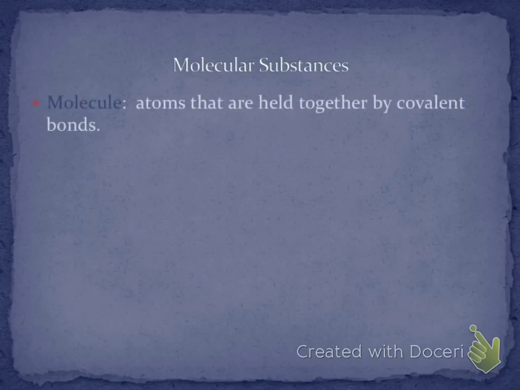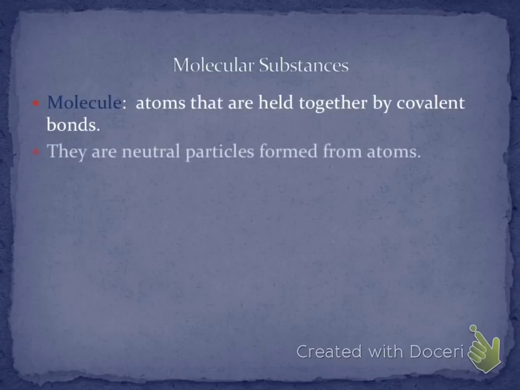Molecular substances. A molecule is defined as a group of atoms that are held together by covalent bonds. The thing about molecules is they're formed from atoms. Atoms are neutral going in. They remain neutral as they form a molecule because there's no electron transfer. And as you pull them apart back into their pieces, they stay neutral. They go in as atoms and they come out as atoms. So they're neutral particles formed from atoms.